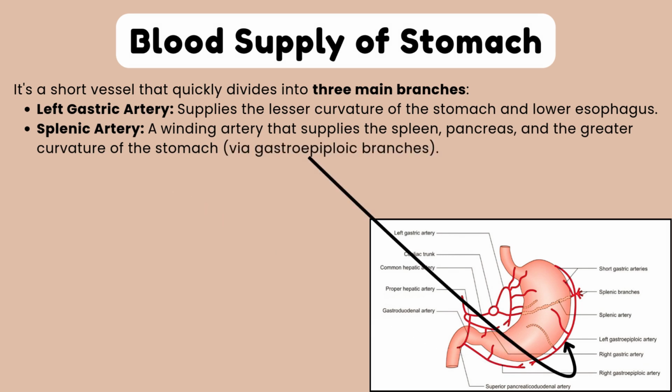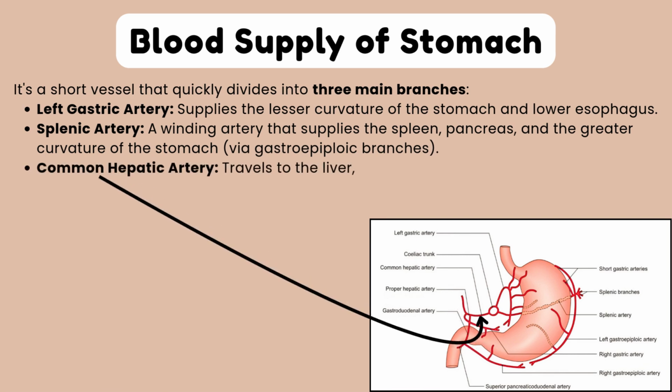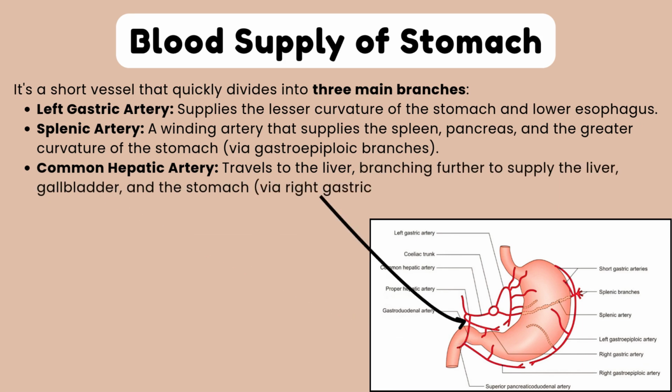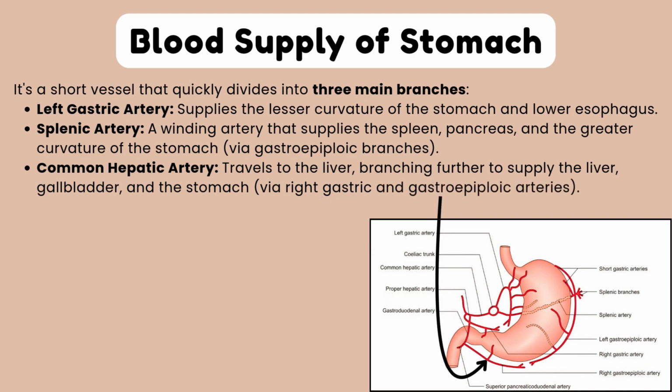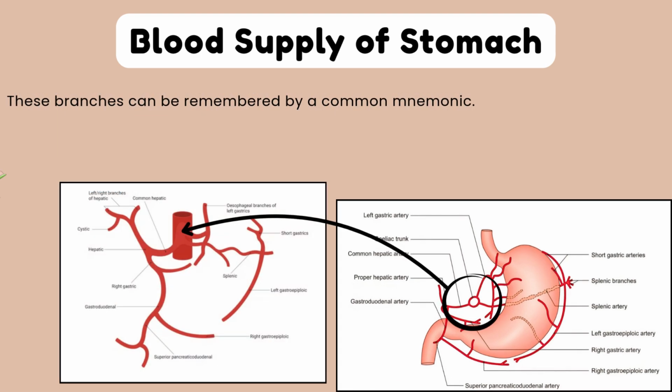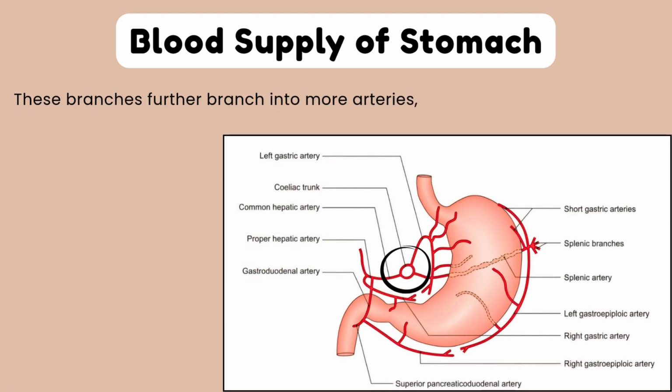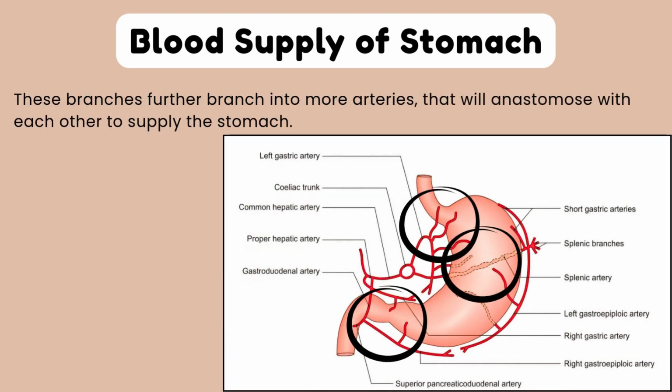Through its gastroepiploic branches, common hepatic artery travels to the liver, branching further to supply the liver, gallbladder, and the stomach, through its right gastric and gastroepiploic arteries. These branches can be remembered by a common mnemonic. Left-hand side. That means left gastric artery, common hepatic artery, and splenic artery. These branches further branch into more arteries that will anastomose with each other to supply the stomach.